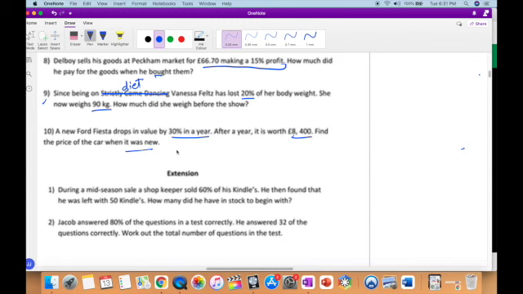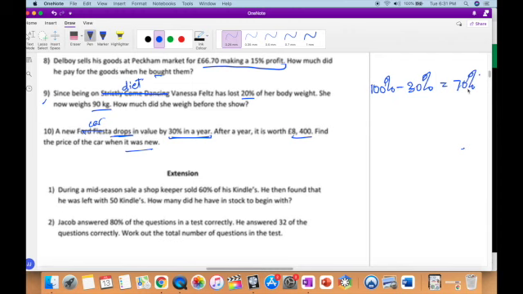If you weren't too sure on this, let me show how we could think about it so that we could be sure, right? So a car, let me call it a car, drops in value 30% in a year. So drops is subtract, right? So 30% in a year. So at the beginning of the year, the car is 100%, but then it drops in value by 30%. So at the end of the year, it would be 70%, right?